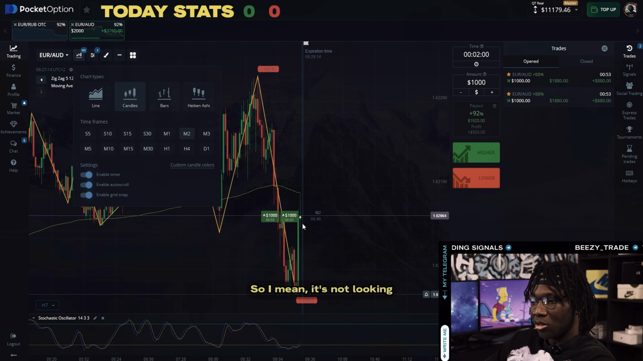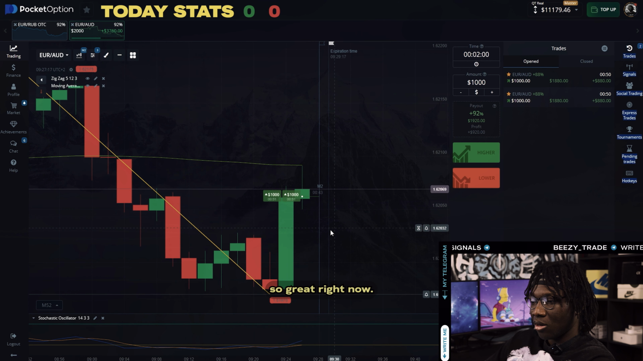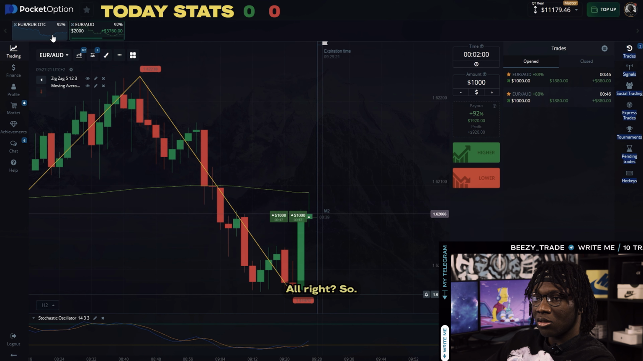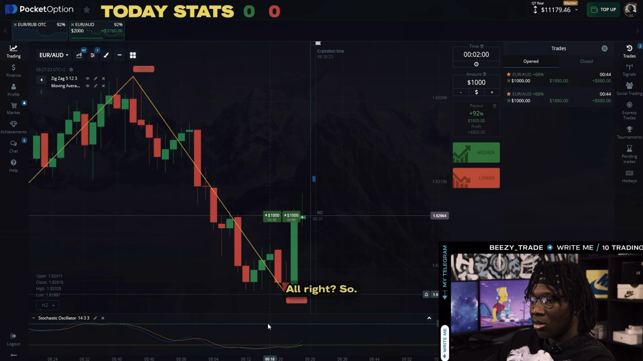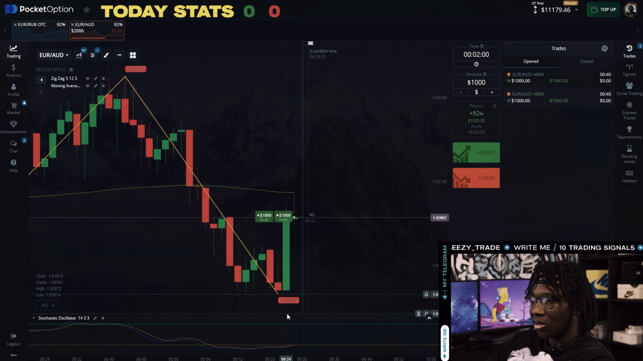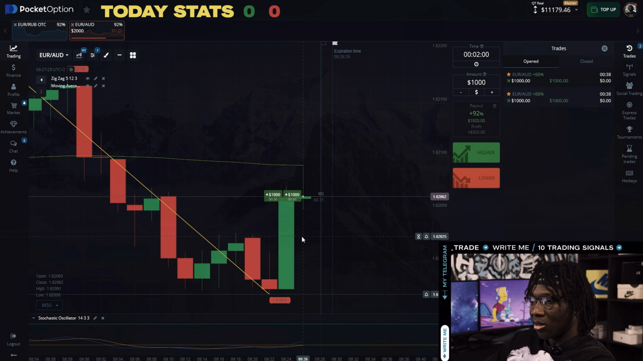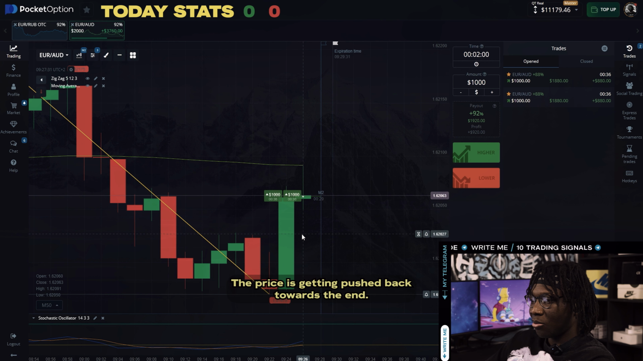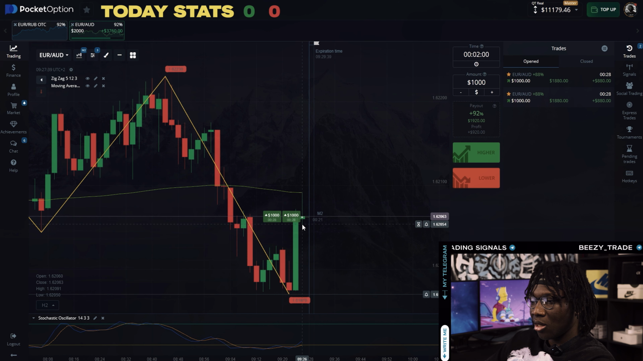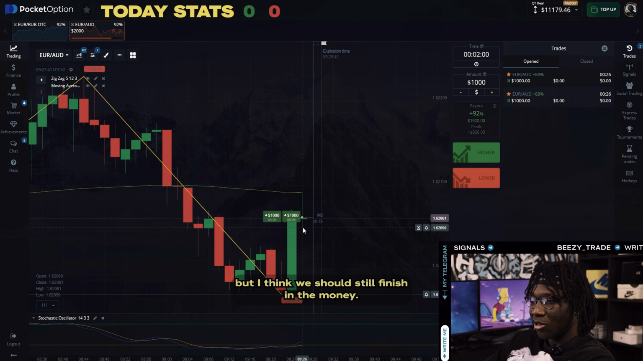So, it's not looking so great right now. Let's just get it off. Alright, so right now we've got about 43 seconds left. Now we're getting a little bit of a pushback. The price is getting pushed back towards the end. Right now we're a little bit farther from our 200 EMA, but I think we should still finish in the money.